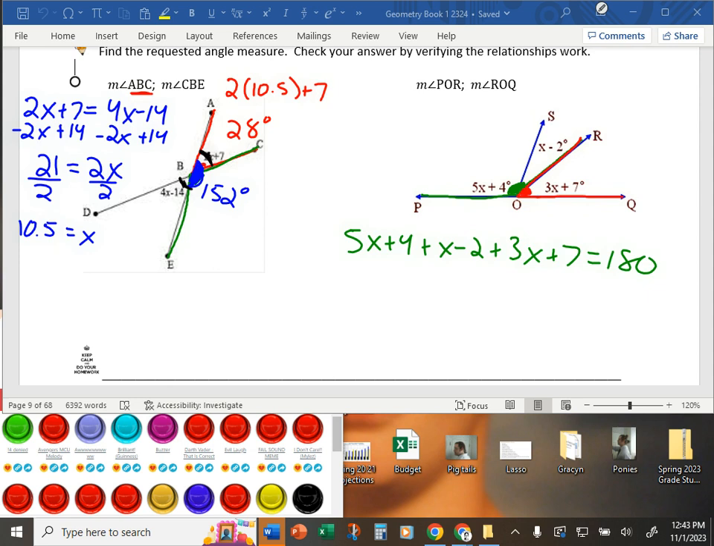Got it. So the equation I set up here, 5x plus 4, here's angle POS, right? Here's angle SOR. Here's angle ROQ. Those three angles together, their expressions add to be 180. Okay? Good. Now, do those three angles make a linear pair? No, never. A linear pair is only two angles. But they do add to be 180, which is why we can set this equation up.